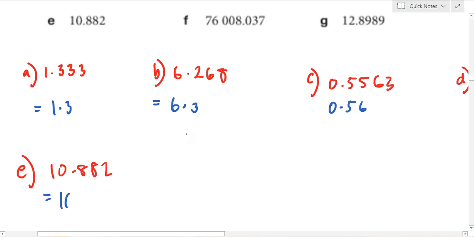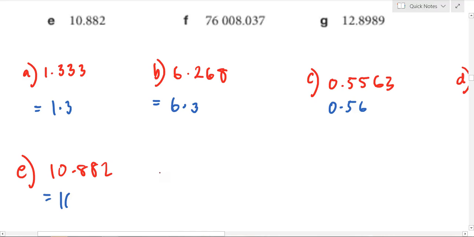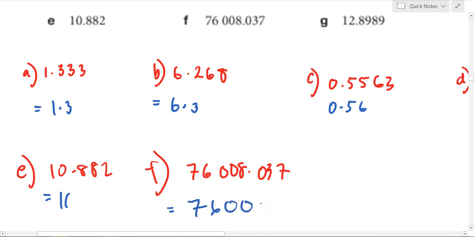All right, F. Person next to Natasha, what was your name? Mia, can you give me 2 important numbers here to represent this? So what are 2 important? Good, 76. And what happens to the rest of these? Good, they become 0. So 76,008.037 becomes just 76,000. Everything else becomes a 0.